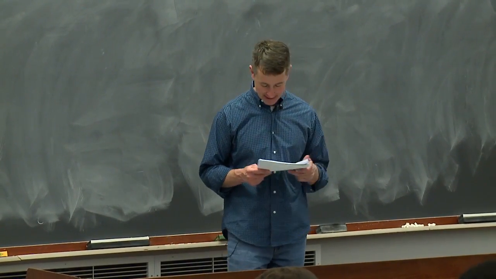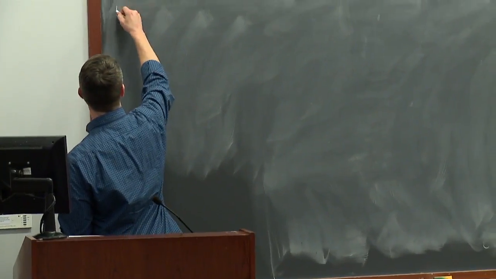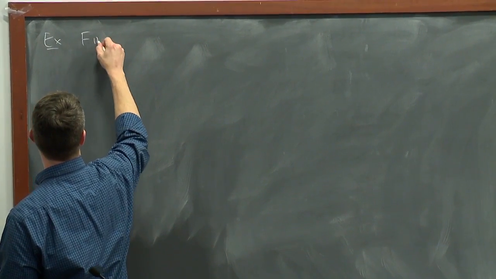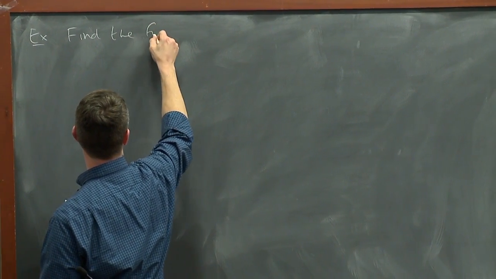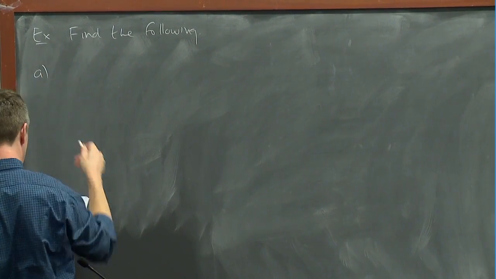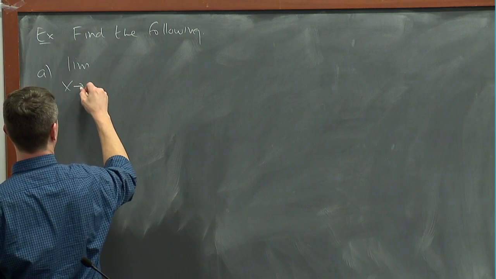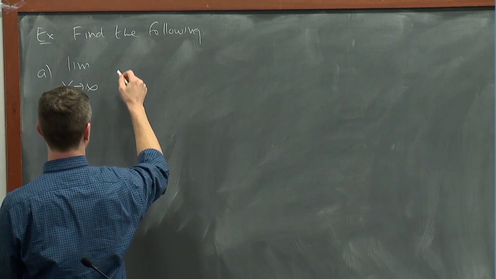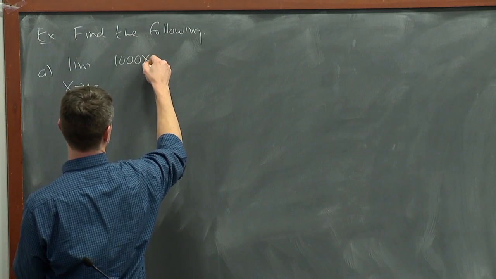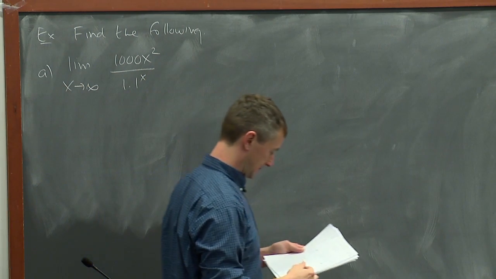So in this problem, we've combined several topics into one. So find the following. And the first one is a limit. X goes to infinity, 1000x squared over 1.1 to the x.